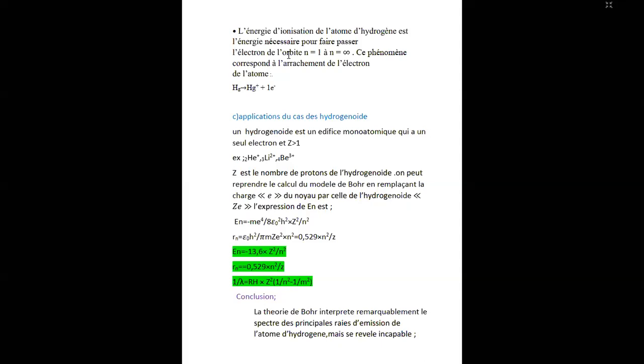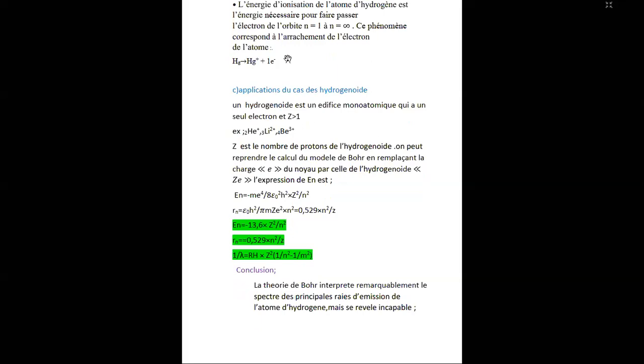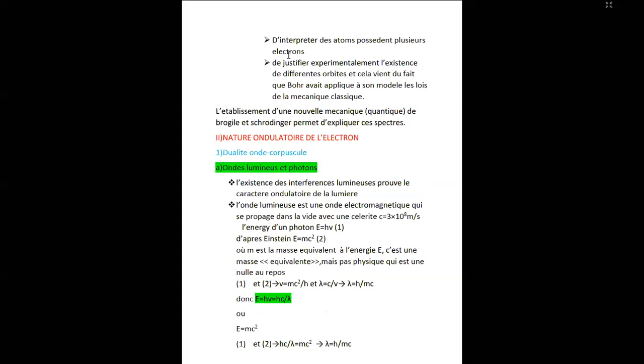That's why he used the hydrogen atom, which has one electron. So he was incapable of showing that an atom actually possesses many electrons. That's the first problem he had. The second problem was that he was unable to justify experimentally the existence of the different orbits. This came from the fact that Bohr applied the laws of classical mechanics to his model. So we see that Bohr just used postulates.